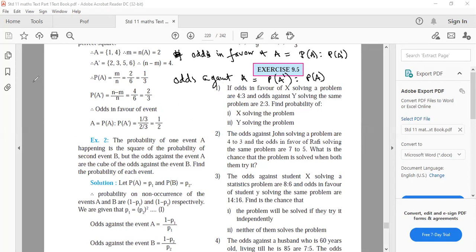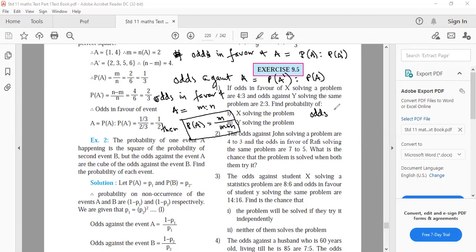So what you can say? Odds in favor of A is M is to N. Then probability of A is M upon M plus N. This is what you have to remember.